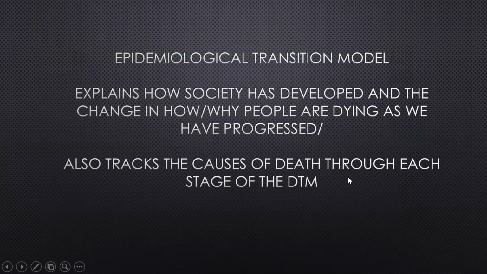Sweet. So the next model is the epidemiological transition model. Yet another model. And epidemiological comes from the word epidemiology. It's medical science that's concerned with the distribution and control of diseases. So the ETM explains how society has developed and the change in how and why people are dying as we have progressed. It also tracks the causes of death through each stage of the DTM. So you could look at the ETM in conjunction with the DTM.